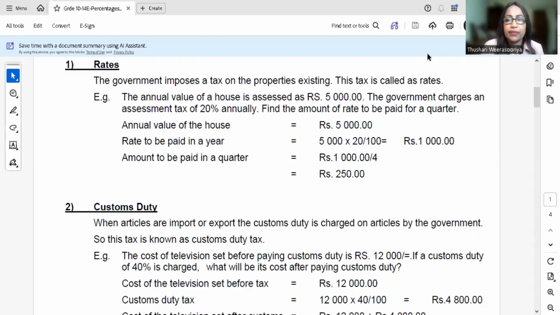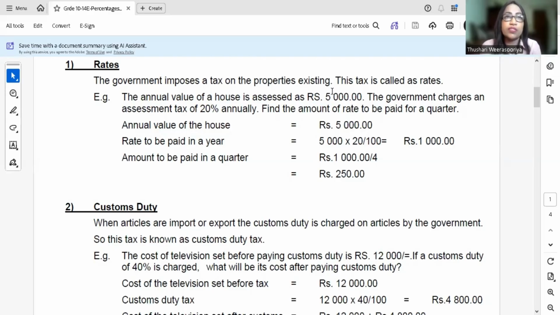because when they earn money, they give some percentage to the government, right? They have set up some systems to find the taxes, right? There are a lot of types of taxes. The first one, rates, right? Rate means the government imposes taxes on the existing properties. Properties means lands, buildings, houses, right? They charge tax, right? That is called rates, right? How do they charge tax? This rate.